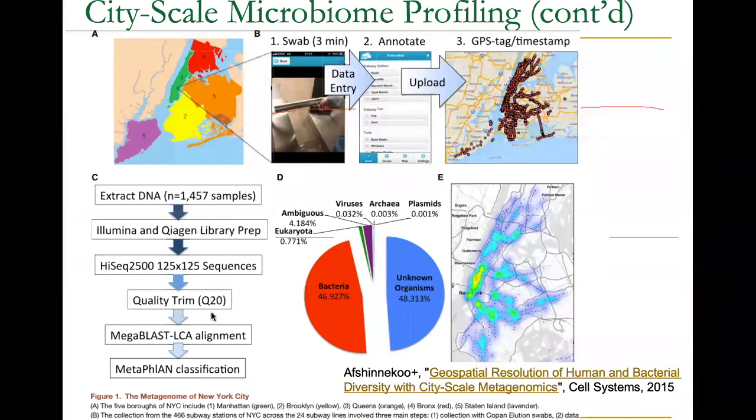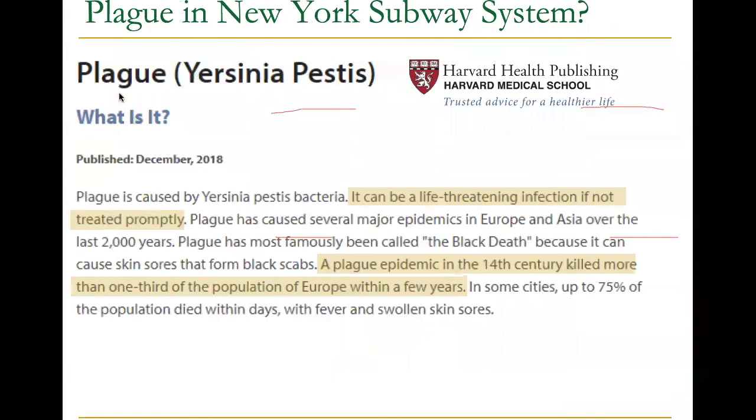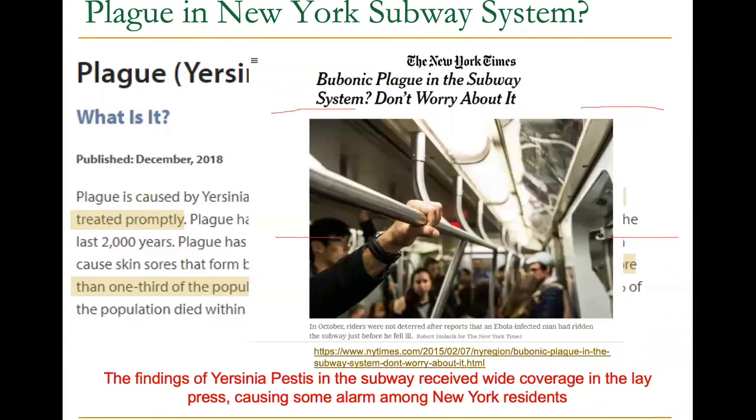However, this study was conducted with very good tools, by a very good institute, very good researchers, but they got traces of plague. And this plague is life-threatening, so it might cause death and already caused death in previous centuries. So it's very dangerous to find something like that in the New York subway, which is a very crowded place. And that drew a lot of attention in the media. How come you can find this life-threatening thing in the New York subway station?